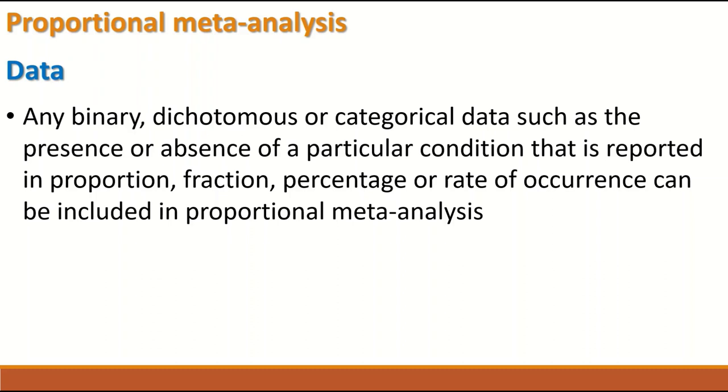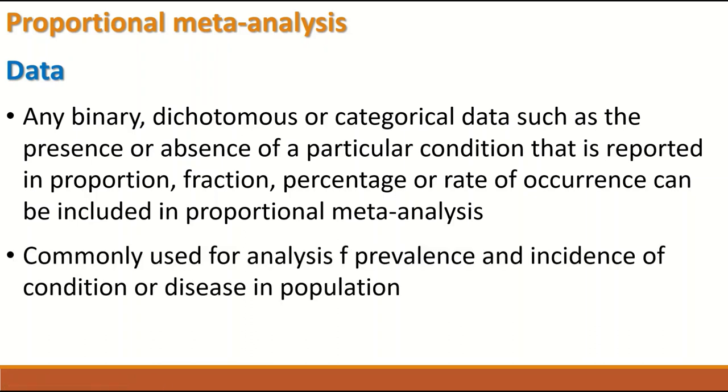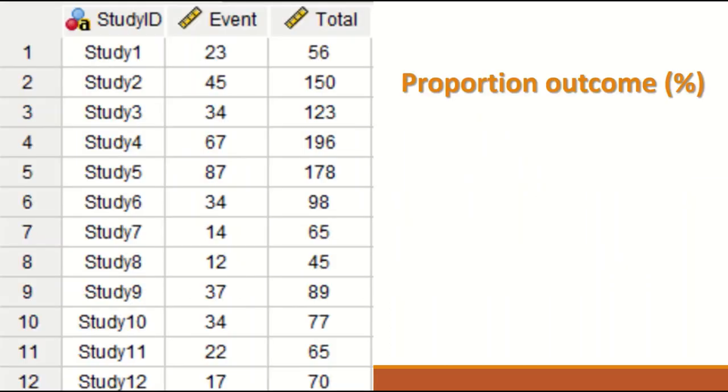The data for performing proportional meta-analysis can be any binary, dichotomous, or categorical outcome, such as the presence or absence of a particular condition, that is reported as a proportion, a fraction, a percentage, or a rate of occurrence. The proportional meta-analysis is commonly used for the analysis of prevalence and incidence of a condition or a disease in a population. Here in this slide, I have inserted a table that contains data for 12 studies.